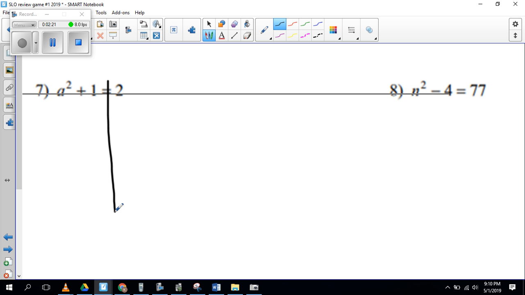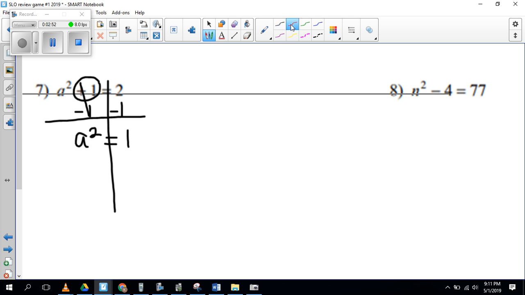So this time we have a little bit more than just a 2 with the variable. I have a number as well, so I need to get rid of that number first. We've got to do the inverse, or the opposite, of adding 1. So we subtract 1. Here it cancels out, and we've got to subtract 1 over here. So a squared equals 1. Okay? So now this looks just like the other problem we had.